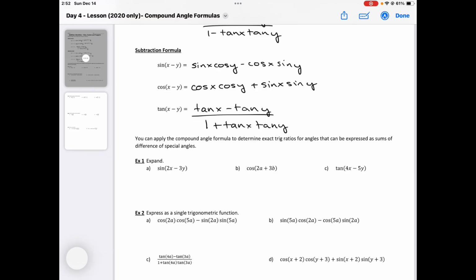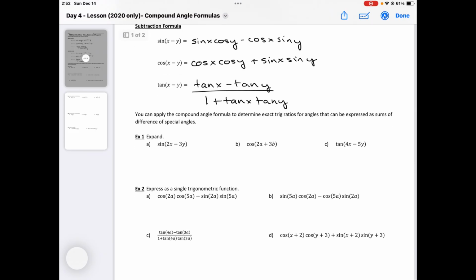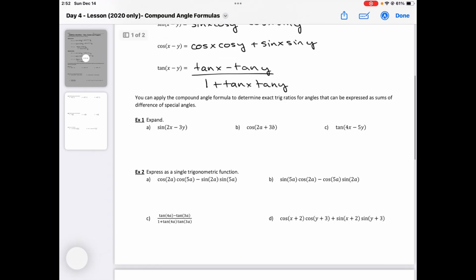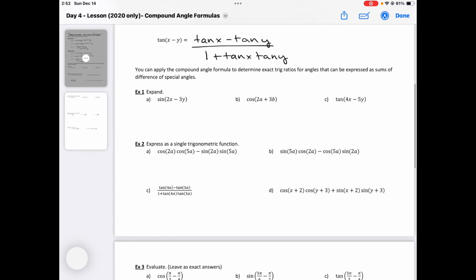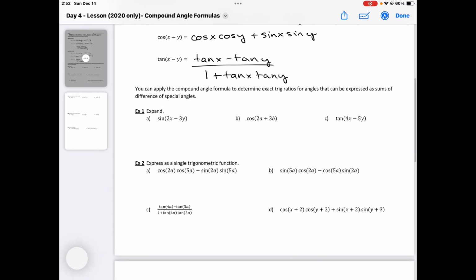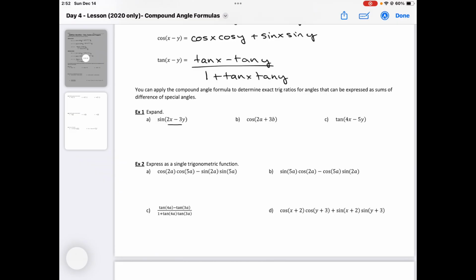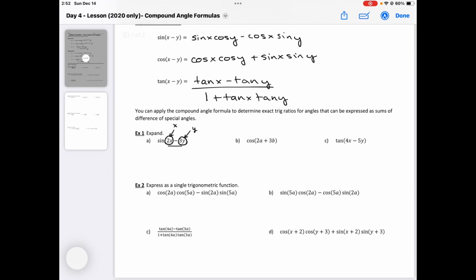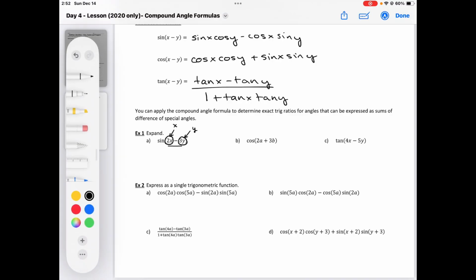And so we can use these compound angle formulas to determine the exact trig ratios for angles that can be expressed as sums of different special angles. So the first thing we're going to do is just practice going from the compound angle version to the expanded version. So the first term inside my brackets, this is our x term. Second term, this is our y term, and we're using the sine version of our angle over here. So we've got sine and sine.